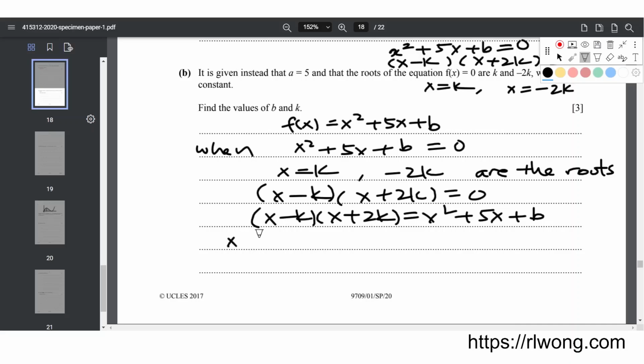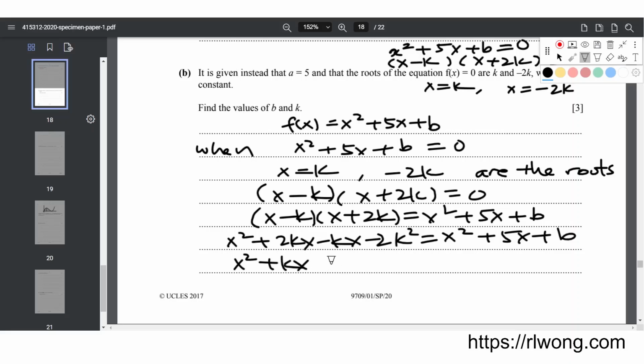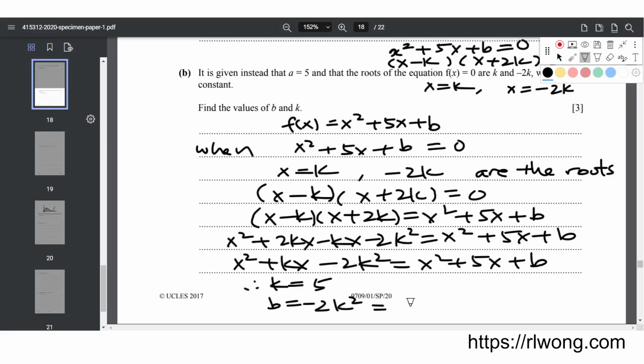So I'm going to expand this portion here. So I have x squared plus 2kx minus kx minus 2k squared equals x squared plus 5x plus b. So I have x squared plus kx minus 2k squared equals x squared plus 5x plus b. If I compare the coefficient of x, I know that k is equal to 5. And b is equal to -2k squared, which is equal to -2 times 5 squared, which is equal to -50. So k is 5 and b is -50.